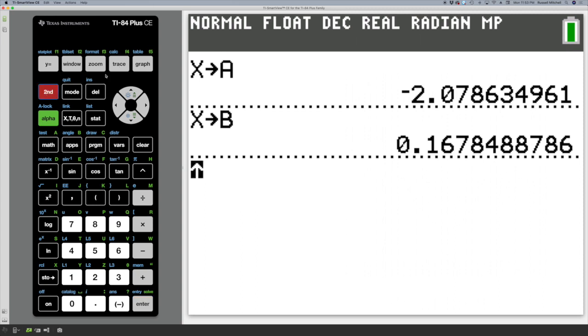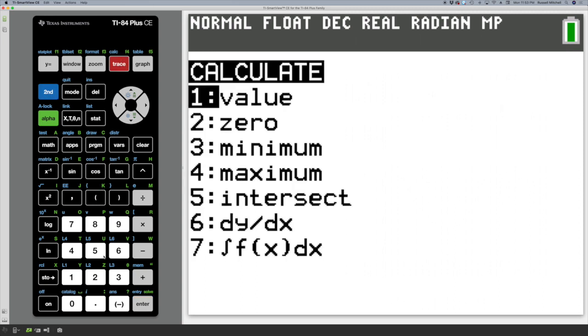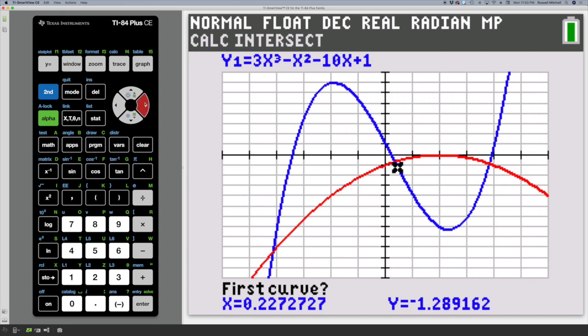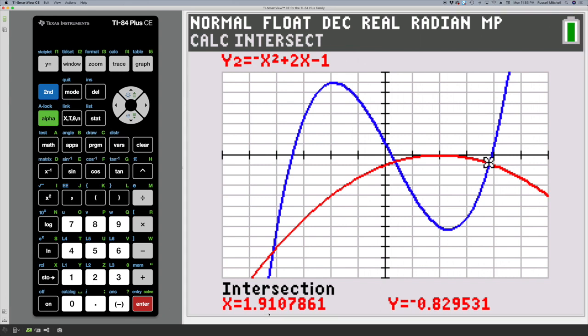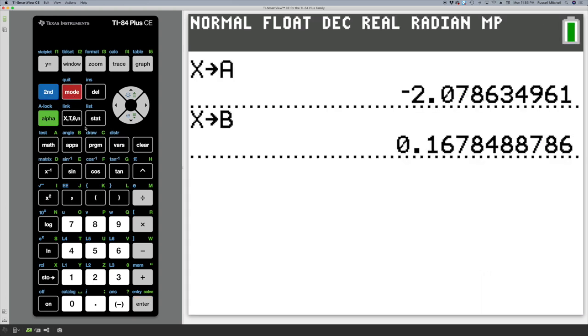And then again, second calc, or you can go to the graph and then go to calc 2. Coming over here to the third intersection point, and first curve, enter, enter, enter, and 1.9107. So this fourth decimal of 7 is going to make that 0 become a 1. So 1.911. Okay, so then second quit, and we're going to take that x and store it as alpha C.